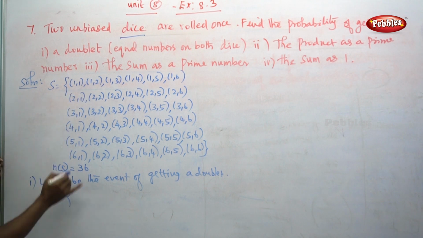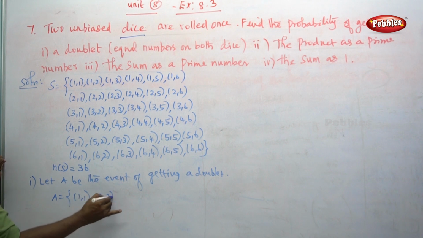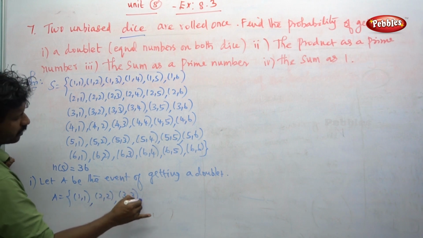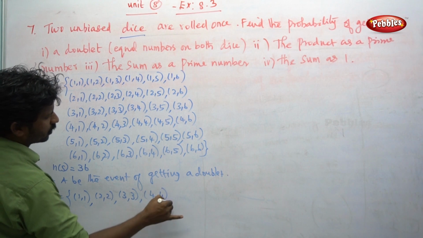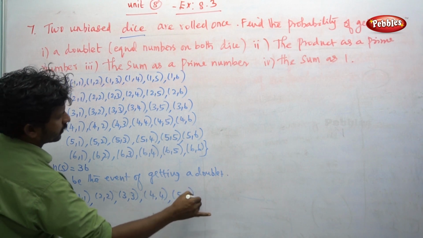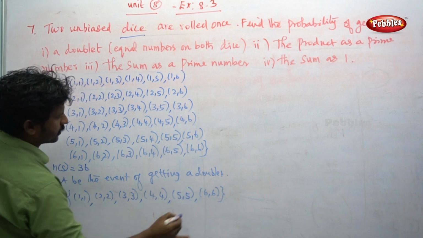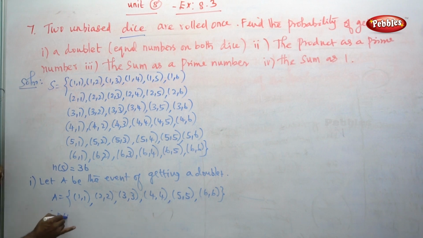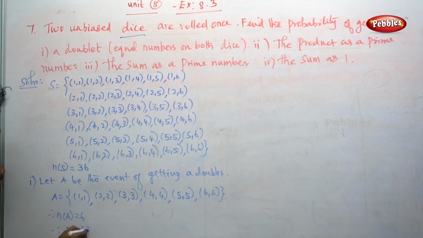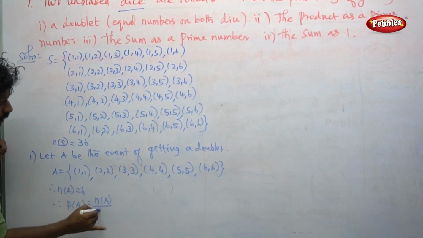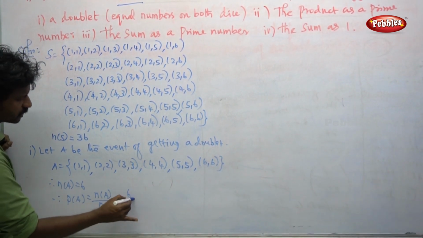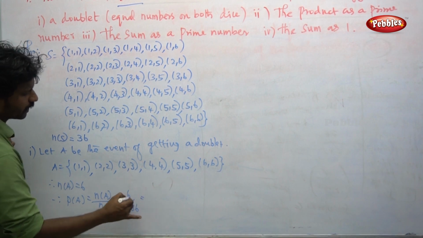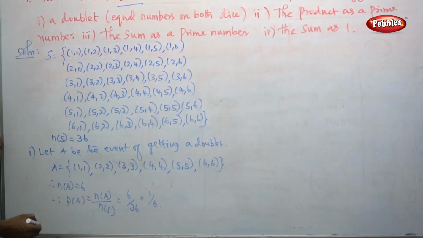அப்படின்னா இது வரும் பாருங்கள். (1,1) ரெண்டுமே சேமாக இருக்கணும். அப்போது (2,2), (3,3), (4,4), (5,5), then (6,6). So therefore n of A is equal to 6. Therefore probability of A is equal to n of A by n of S. So 6 by 36 is equal to, cancel பண்ண, 1 by 6.